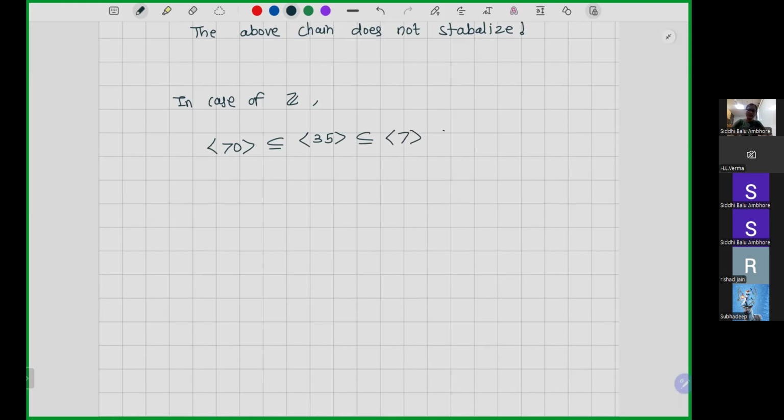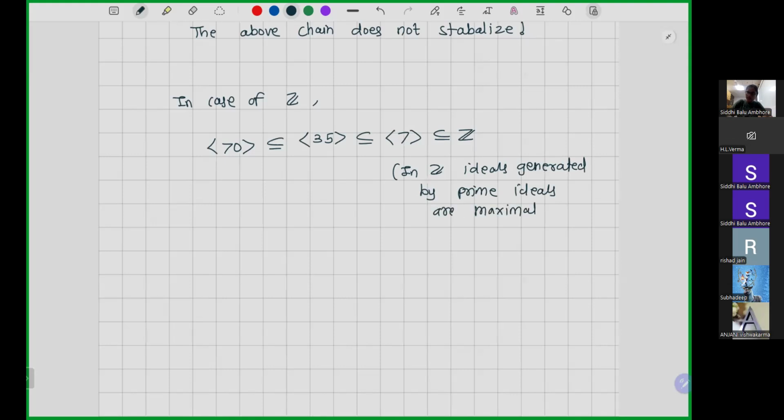And once I have 7, it has to be Z, right? In Z, ideals generated by primes are maximal, if you know. So there is no ideal in between here. And this chain stabilizes, right? You can't always take this chain to infinity.